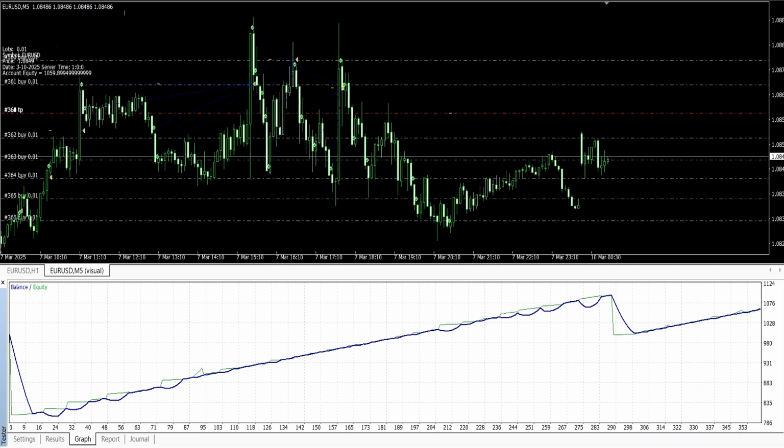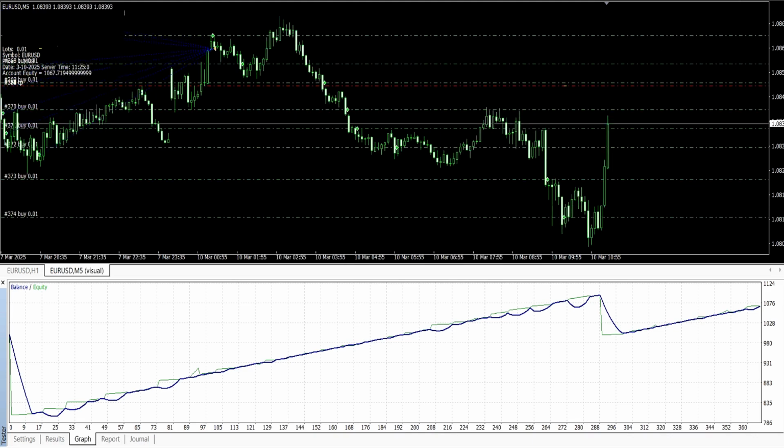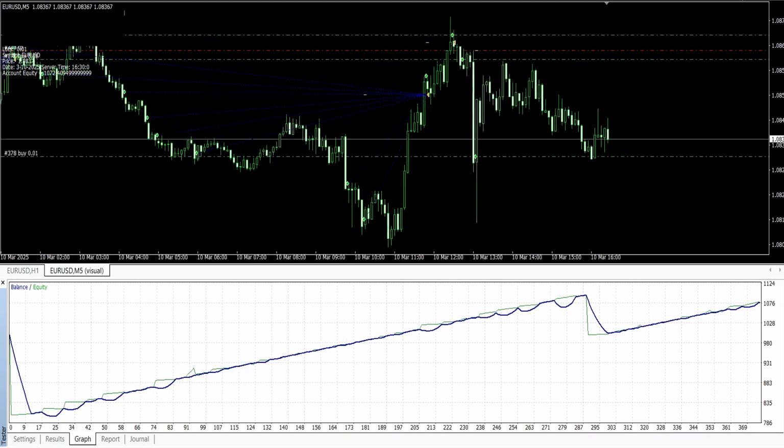Today, I'm reviewing an interesting auto trading tool that's been getting a lot of attention in the Forex world. So let's check out how it really performs.